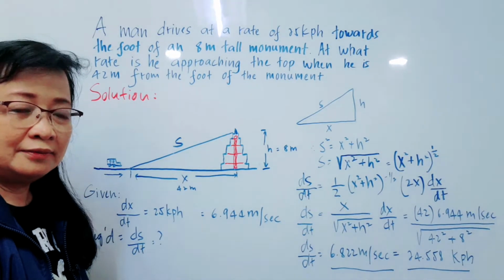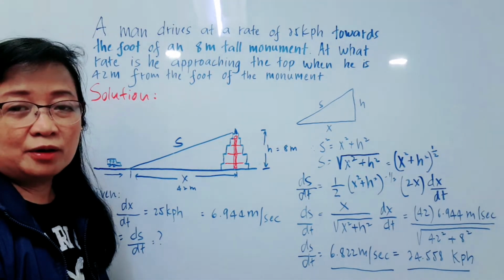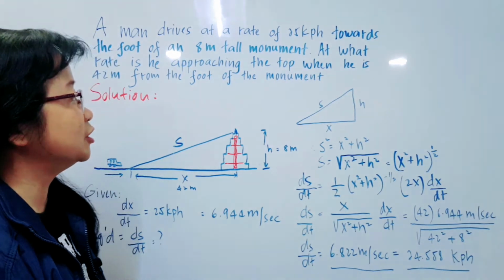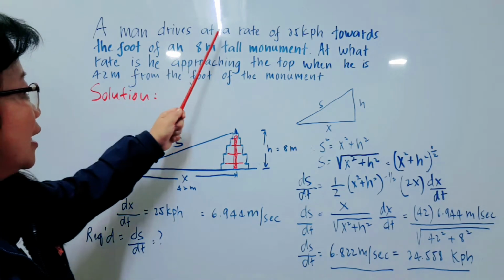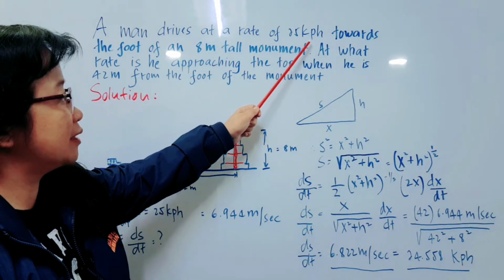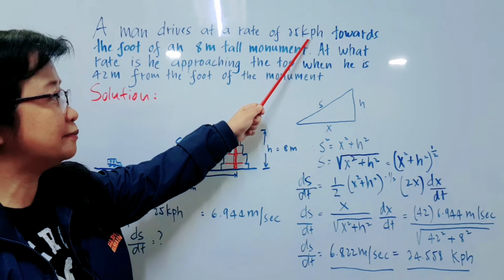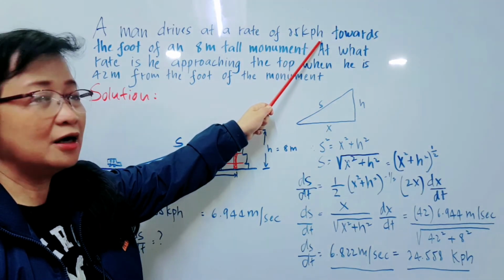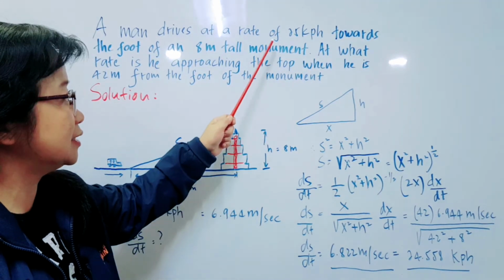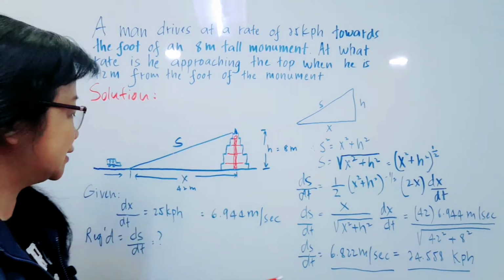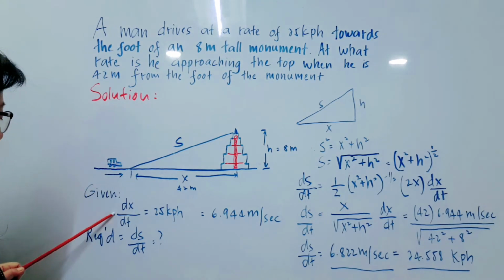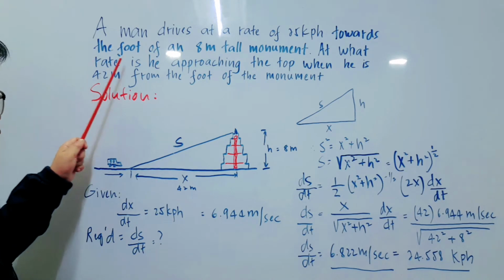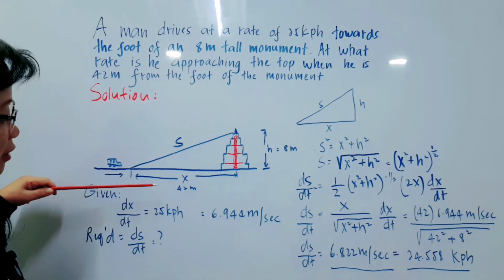Rate means we're talking about the derivative. We have to differentiate. So, at a rate, that means kilometer per hour. Kilometer is the distance, and per hour is the time. That means this is dx over dt, given to be 25 km per hour towards the foot of an 8-meter tall monument.